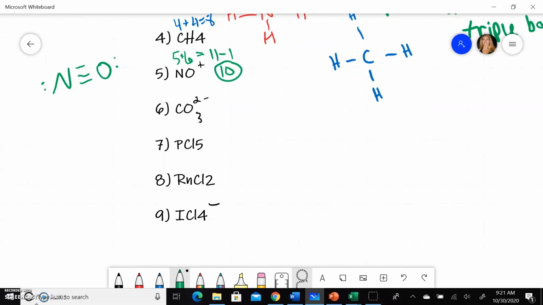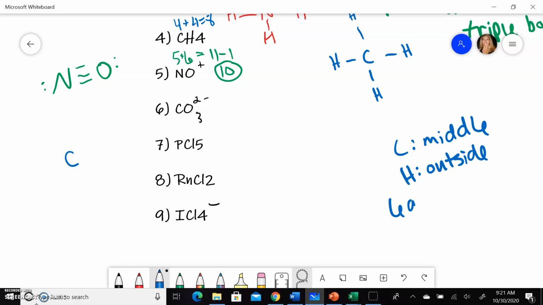All right, this next one, CO3, this one is going to have 2 additional electrons. So we're going to put carbon in the middle. Always put carbon in the middle if you have a choice. So C goes in the middle. H goes on the outside. And then if you have a choice, the least electronegative one goes in the middle if you don't have carbon.